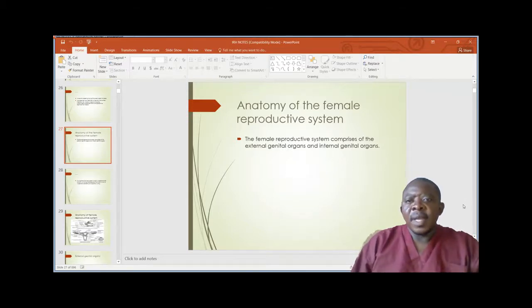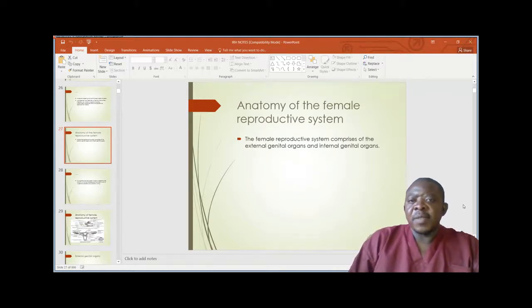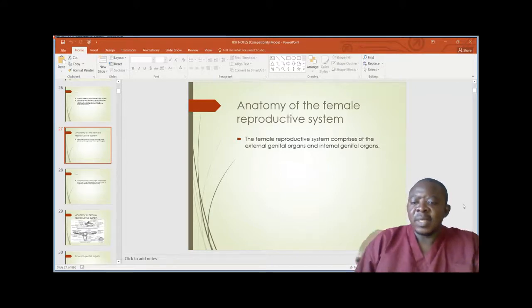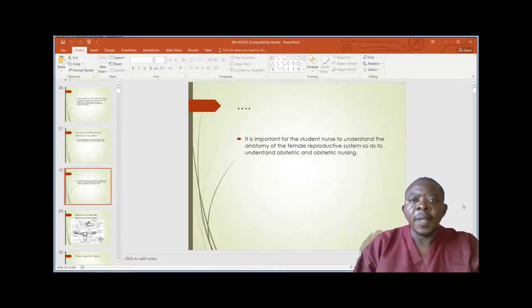Okay, so the anatomy of the female reproductive system. The female reproductive system comprises the external genital organs and the internal genital organs. It is important for the student nurse to understand the anatomy of the female reproductive system so as to understand obstetric nursing.